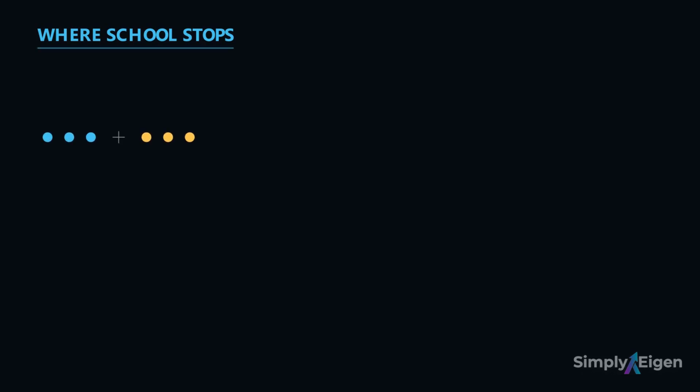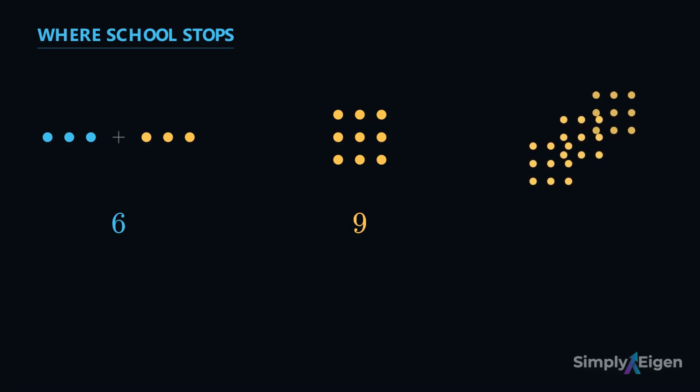Here are 3 ways to combine 3 with 3. 3 plus 3 is 6. 3 times 3 is 9. 3 to the power of 3 is 27. Now look at how each one is made.